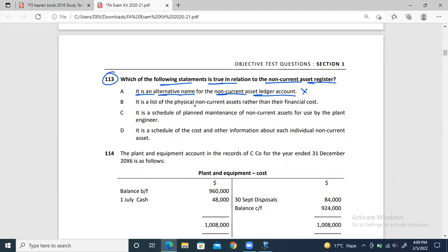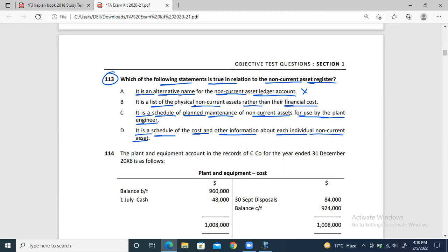Okay. So this one is wrong. Now, it is a list of the physical non-current assets rather than their financial cost. This is also a very vague statement. Let's read all of them. It is a schedule of planned maintenance of non-current assets for use by the plant engineer. This is also very vague. Let's read option D as well. It is a schedule of the cost and other information about each individual non-current asset. Yes.